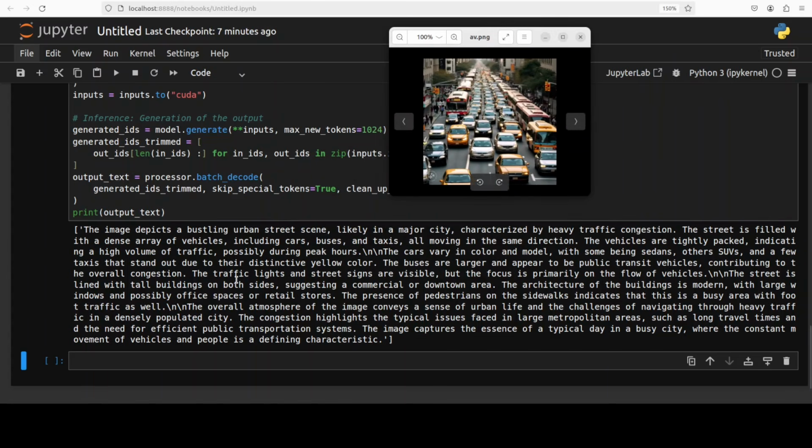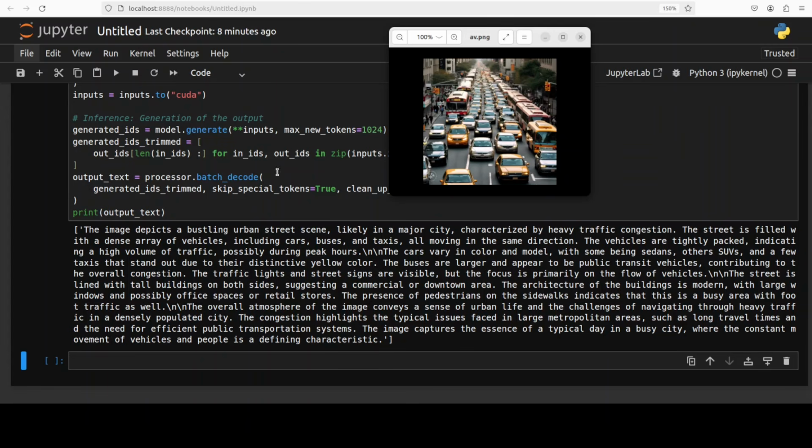and as you can see, the response is not only quite detailed but looks quite good. It is saying that image depicts a bustling urban street scene, likely in a major city. Characterized by heavy traffic congestion, the street is filled with a dense array of vehicles, cars, buses, taxis, all moving in the same direction. The vehicles are tightly packed, indicating a volume of traffic possibly during peak hours. The cars vary in color and models, so not only it is talking about the whole environment, but also what exactly is being shown in the image, what sort of vehicles there are.